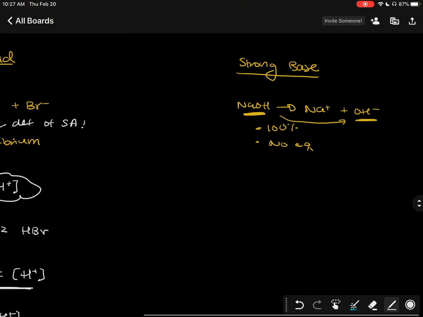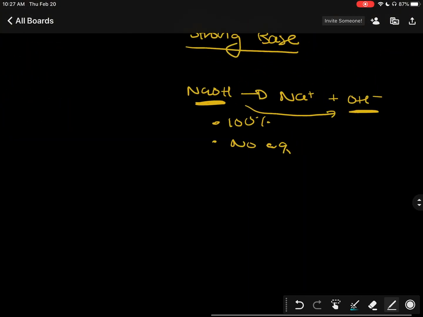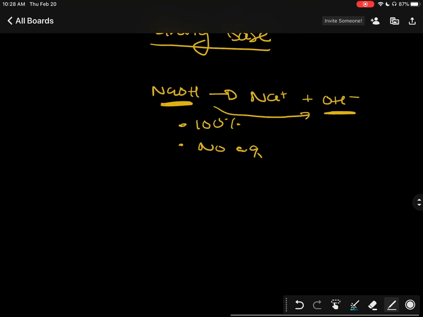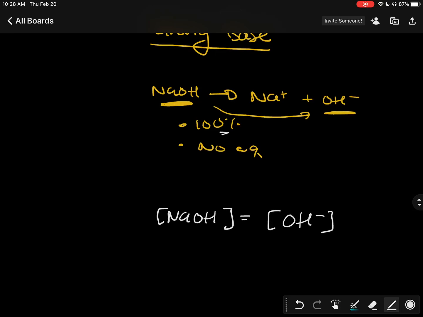Now let's say that we did the same thing but with a strong base. So here, the big equation that we're looking for is that my NaOH concentration is going to be equal to my OH- concentration. And that's because it 100% dissociates, and that's how we're able to get this equation. Because if we start with some amount of NaOH, it's all going to form OH-.